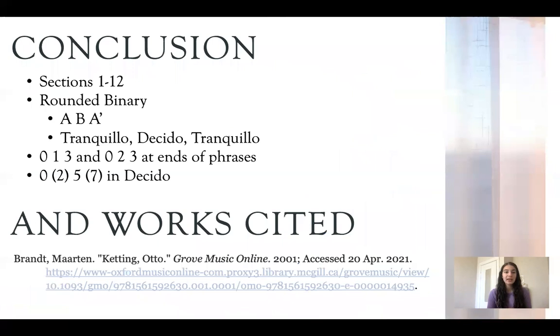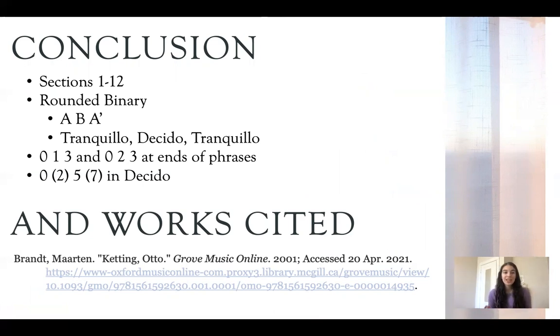So just to quickly review and conclude, this piece is made up of 12 sections divided by double bars, and the performer can choose how much time to spend between each section, especially because the piece is unaccompanied. This gives a lot of freedom for interpretation. The piece has a sort of A-B-A prime form where the themes from the Tranquillo come back after the Deciso section and round the piece off.